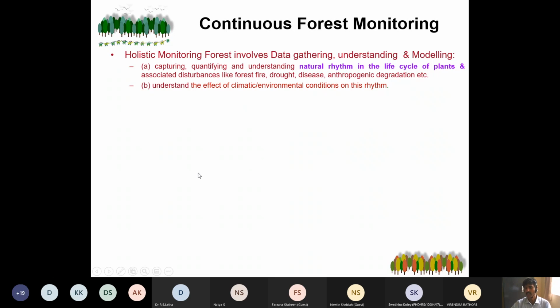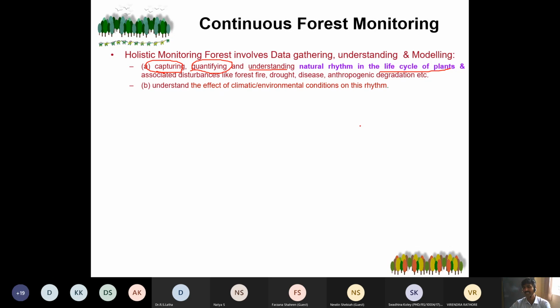So what we are looking at is continuous observation so that we get the data continuously, and then we quantify the data. Data is just data. We have to convert it into information. That is the quantifying. Then understand. So our human knowledge, that information will help us to understand the life cycle of the plant or any other entity on the ground. Okay.